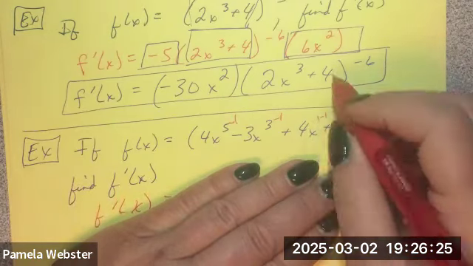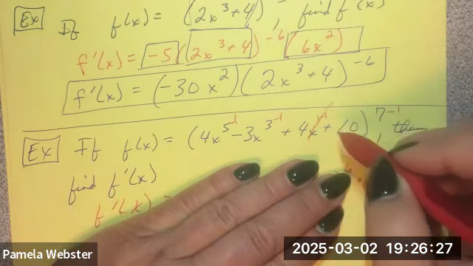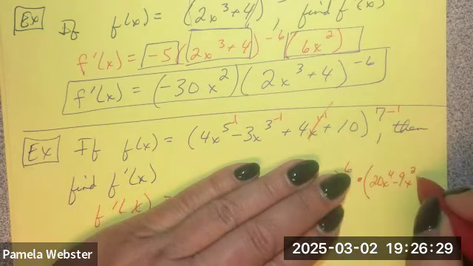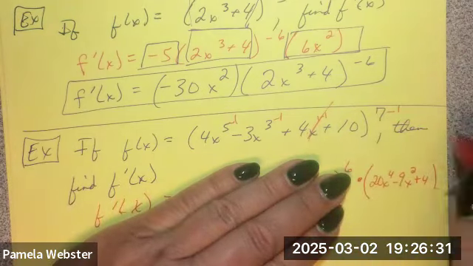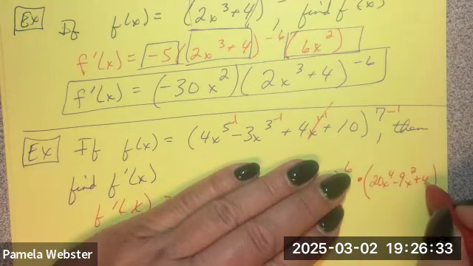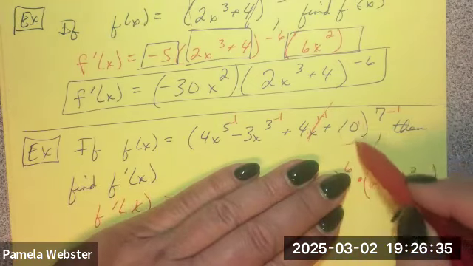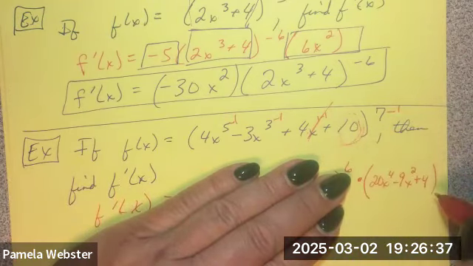This is going to be a 1 minus 1. That's going to be x to the 0, so it's just a 1. So this is going to be plus 4. And the last guy here is a 10. That's constant. His derivative is 0, right? So we just ignore those constants because we know they're going to drop out.